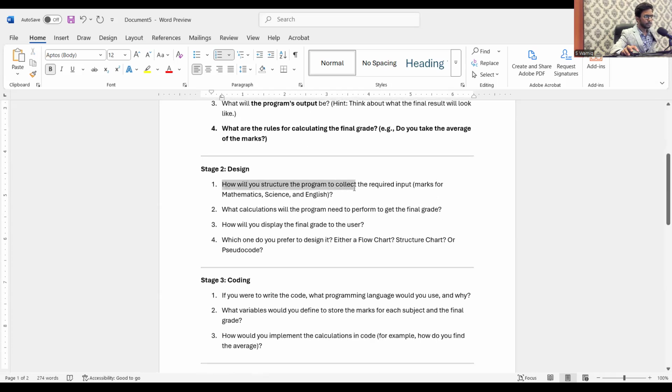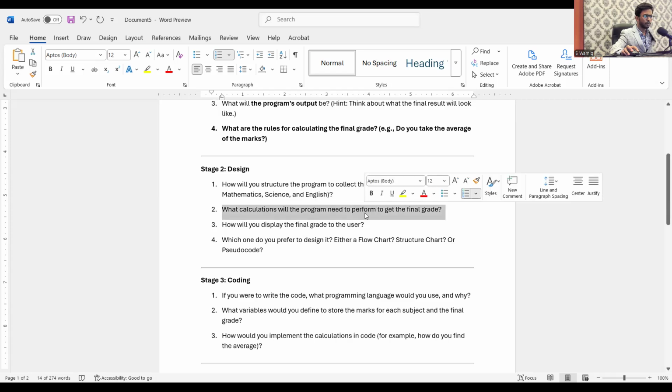How will you structure the program to collect the required input? For example, you can define here if you wish to have a structure chart, pseudocode, or a flow chart. What calculation will the program need to perform to get the final grade?